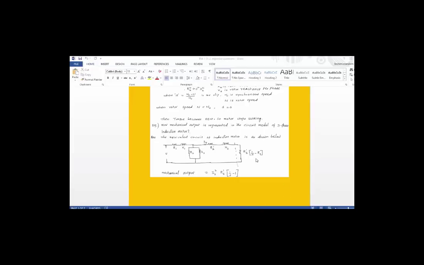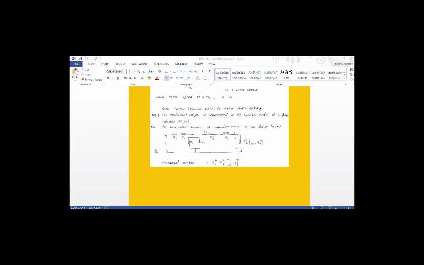Here it's not correct, it's R2 dash into 1 by S minus 1, not R2. So this R2 dash into 1 by S minus 1 is called the equivalent mechanical output. So mechanical output we can calculate like this: I2 square into R2 dash into 1 by S minus 1.